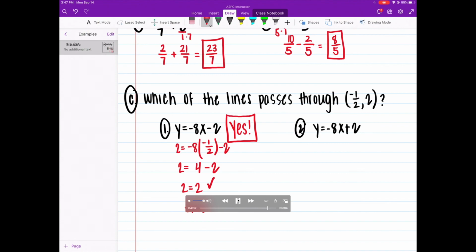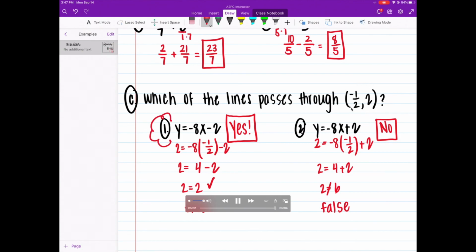Now then for number 2, when I go to plug in -1/2 and 2, I've got 2 is equal to -8 times -1/2, plus 2. So once again, I've got 2 is going to stay the same. A negative times a negative here is going to turn that into a positive. Then the 8 and 2, we're going to think either take half of 8 or what is 8 divided by 2, and that's going to be 4. So we get 4 plus 2 here, and that gives me 2 is equal to 6, which is not a true statement, and that's why this one, it does not pass through. So between options 1 and 2, only 1 is the one that would pass through the point -1/2, comma 2.